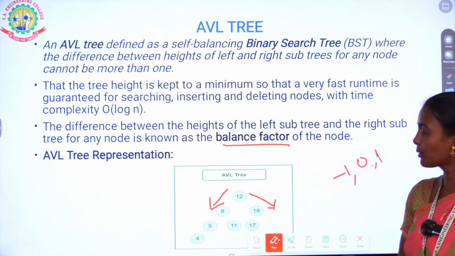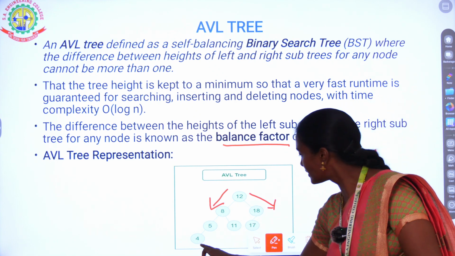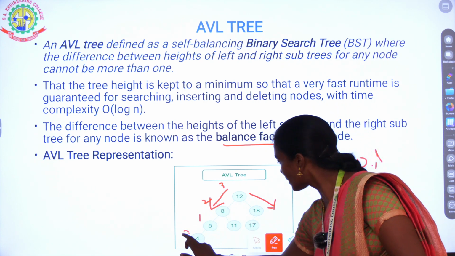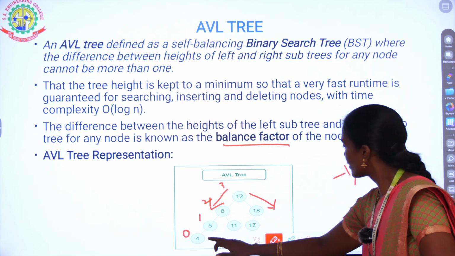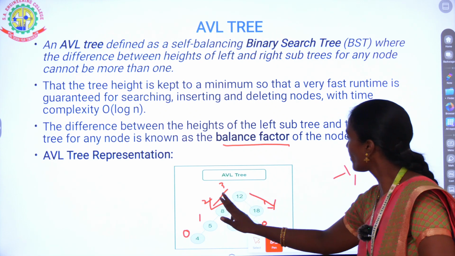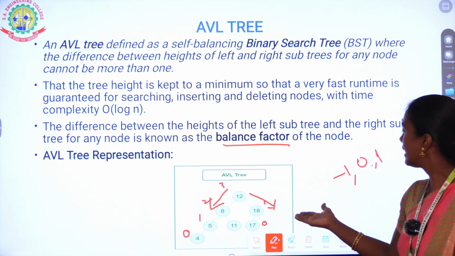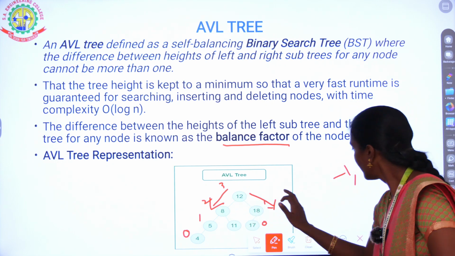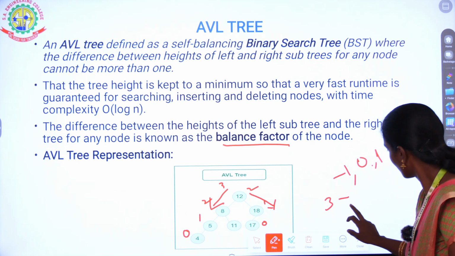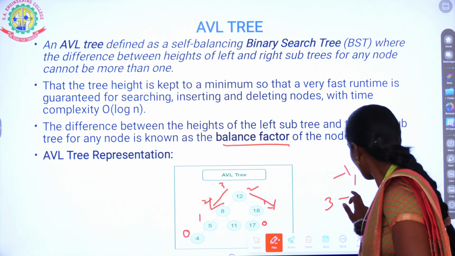The second one, we have to check the balance factor, which means the height of the tree. Here 0, 1, 2, 3. The height of the left subtree is 3, counting 0, 1, 2, 3, and likewise for the right subtree 0, 1, 2. We have to subtract the height of the right subtree from the height of the left subtree. Like 3 minus 2.